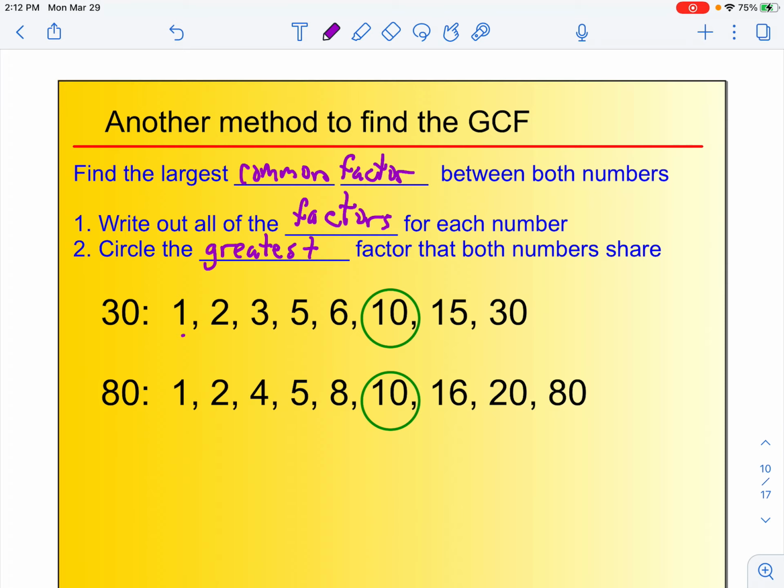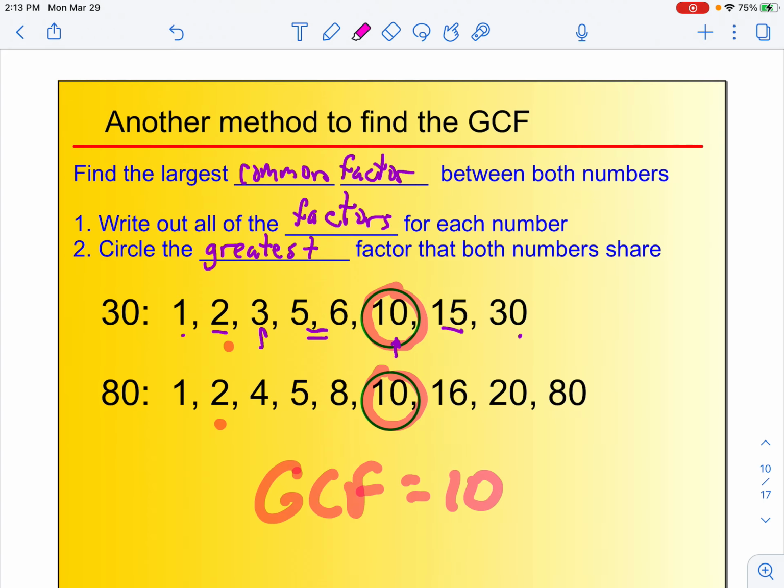So again, 1 times 30 is 30. 2 times 15. 3 times 10, and then we have 5 and 6. Okay? So I do that for both of those numbers. And then I can see that 10 is the largest number in common. There is another number in common too, okay? But that's not the greatest number in common. And that's how we do GCF. So this GCF is equal to 10.